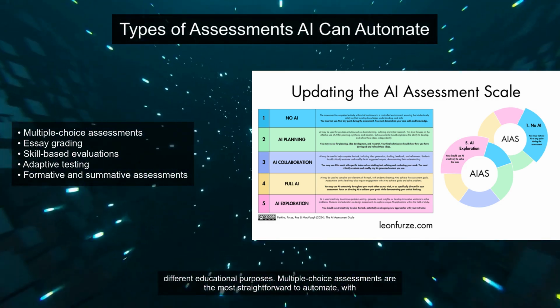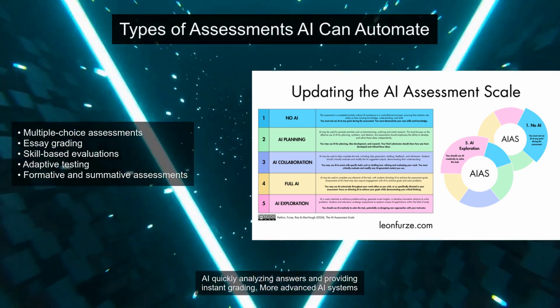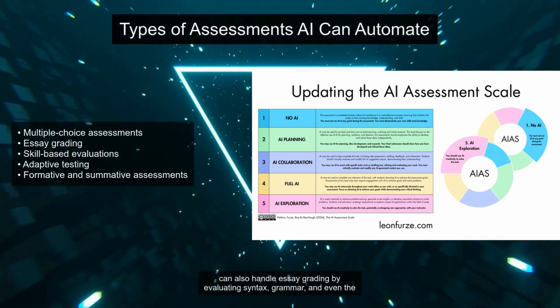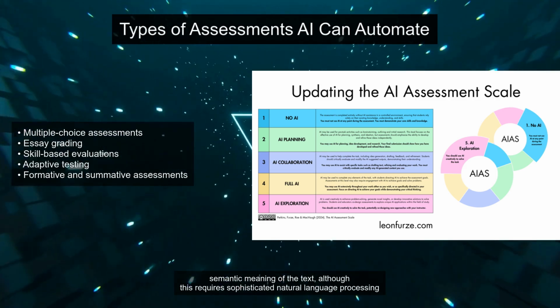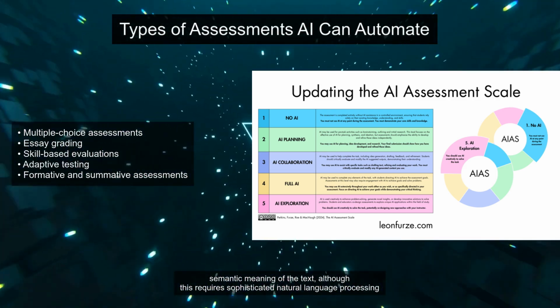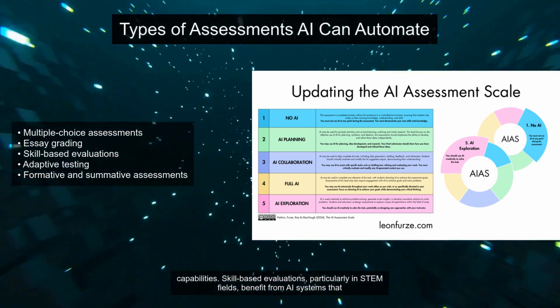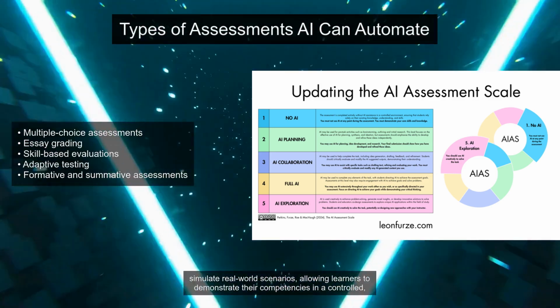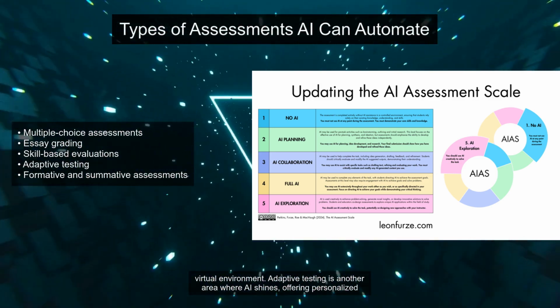AI is capable of automating a range of assessment types, each serving different educational purposes. Multiple choice assessments are the most straightforward to automate, with AI quickly analyzing answers and providing instant grading. More advanced AI systems can also handle essay grading by evaluating syntax, grammar, and even the semantic meaning of the text, although this requires sophisticated natural language processing capabilities. Skill-based evaluations, particularly in STEM fields, benefit from AI systems that simulate real-world scenarios, allowing learners to demonstrate their competencies in a controlled, virtual environment.